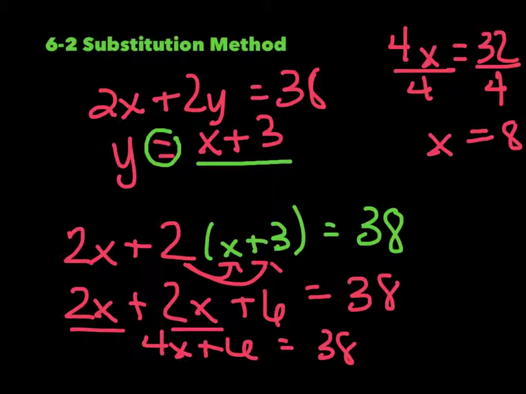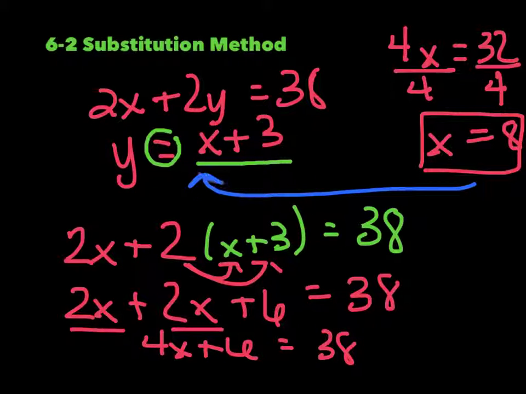Once you get x is equal to 8, I'm going to plug that in right here, and my y should be 11. So my x is equal to 8 and my y is 11. Again, you can plug those both in and make sure that they work on both of them. So if x is 8 here and y is 11, 2 times 8 is 16.